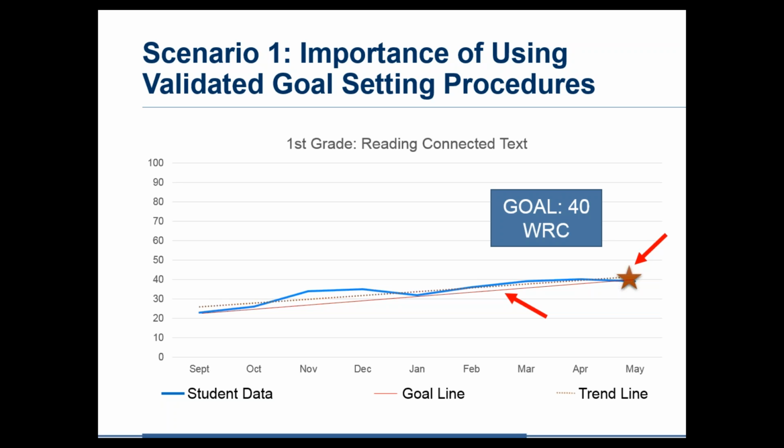Because we don't know why or how the goal was set, there are concerns. Was this valid data? Is this really the grade level expectation? How does he compare against his peers?